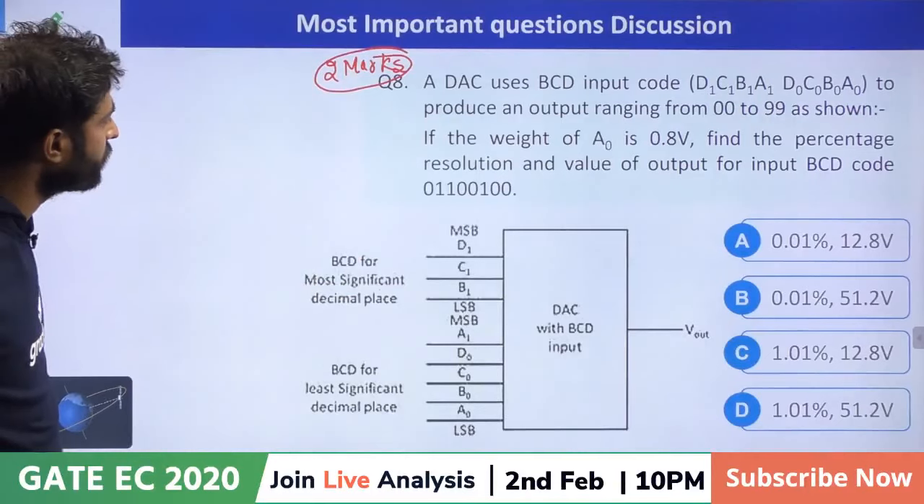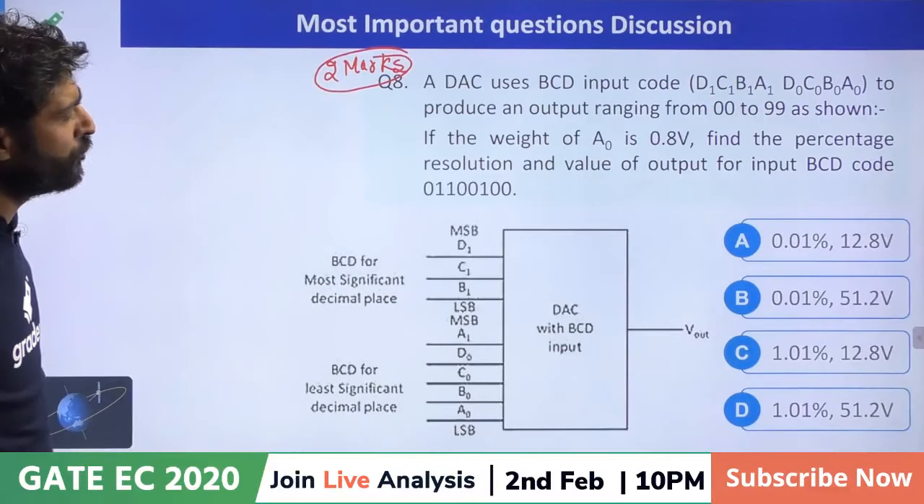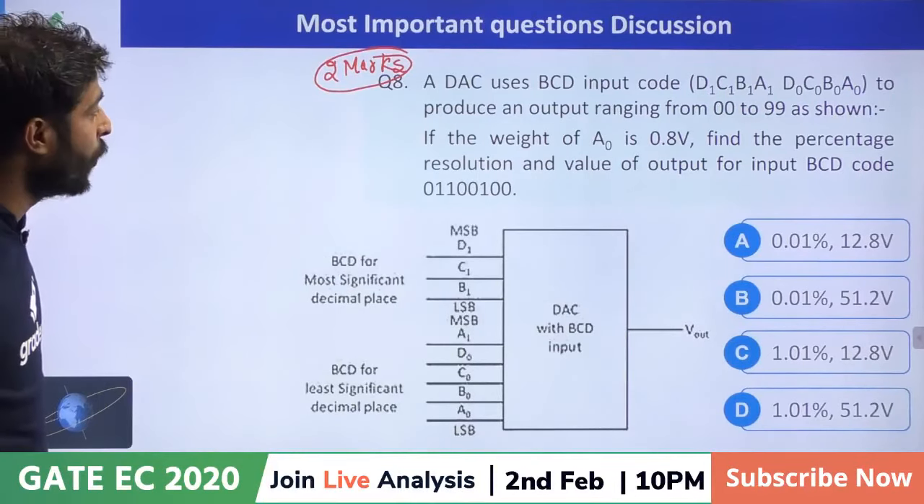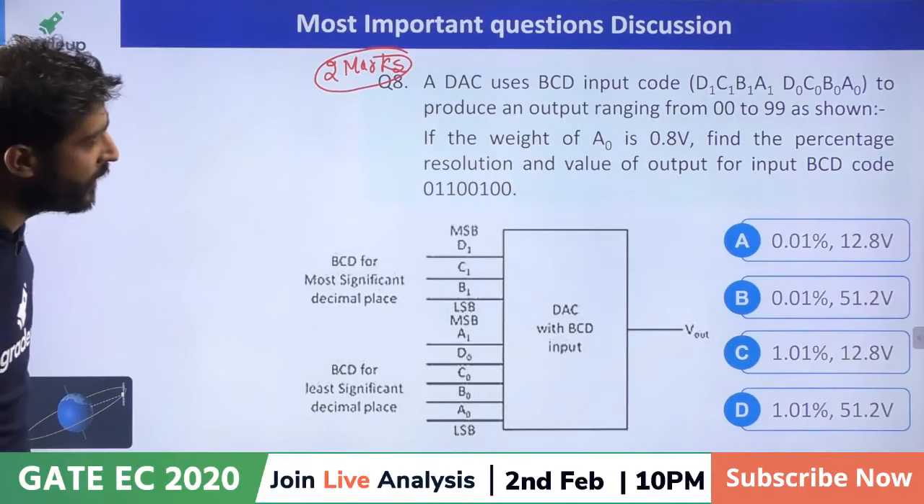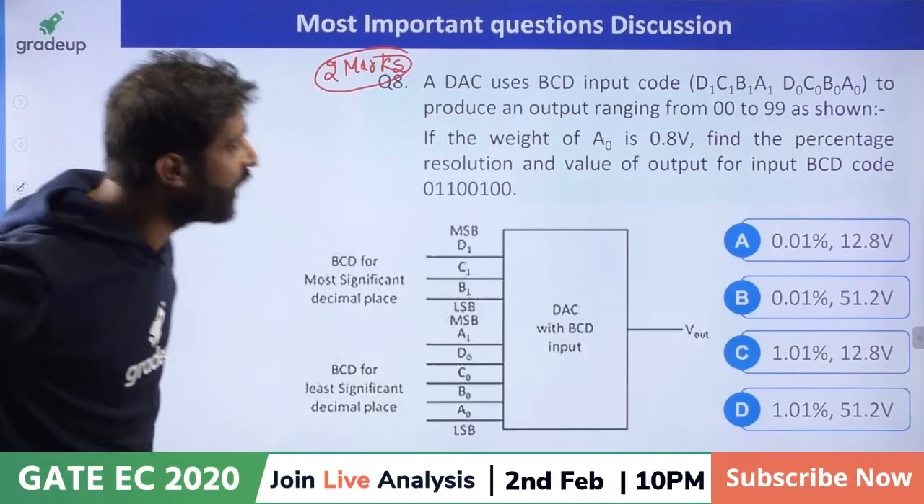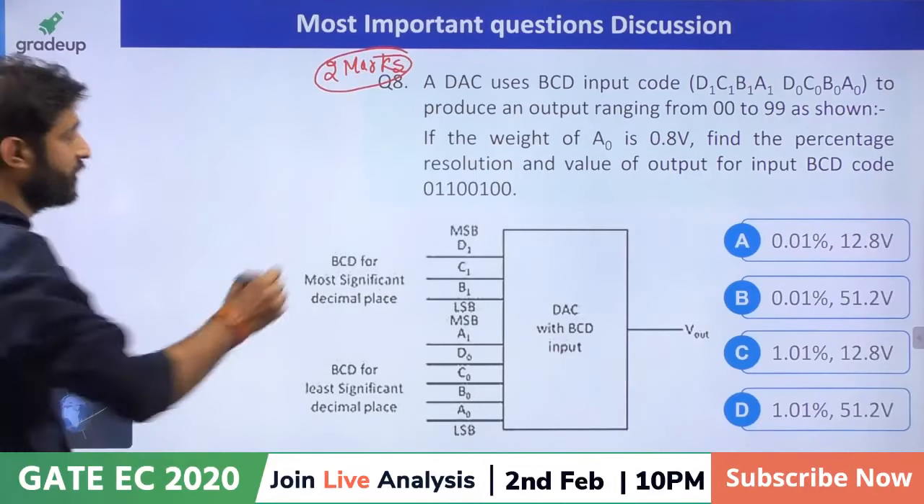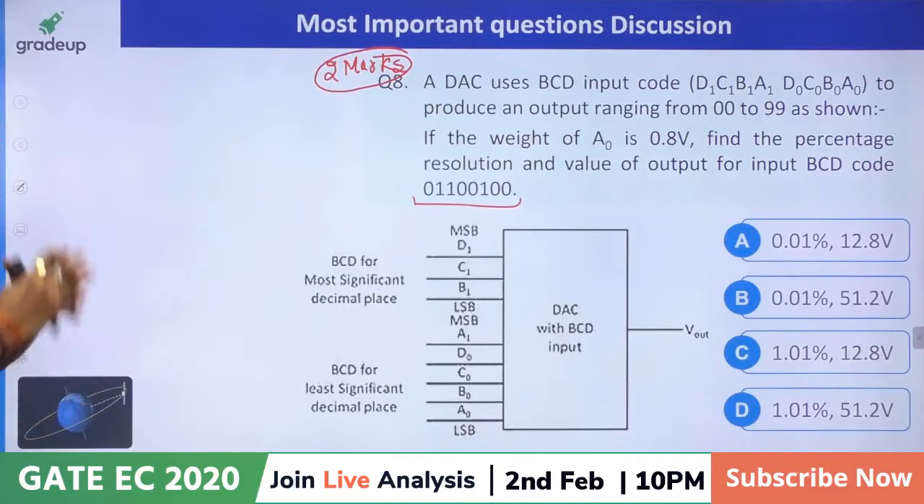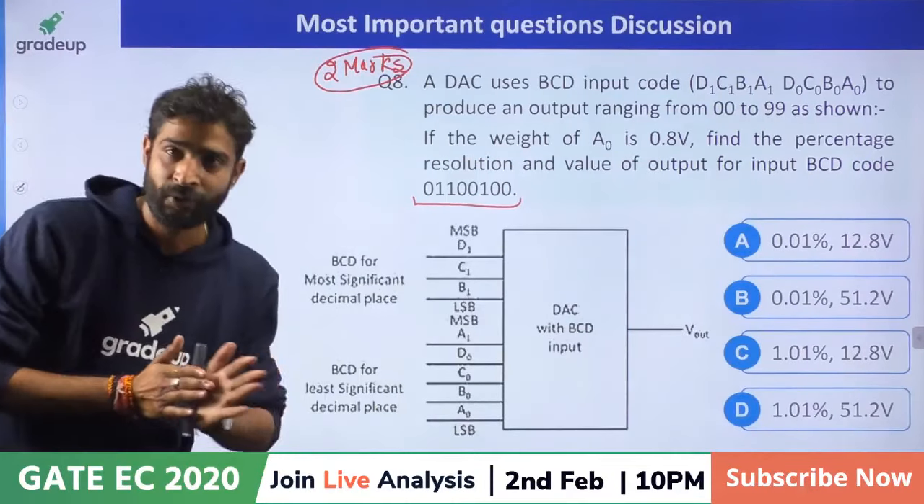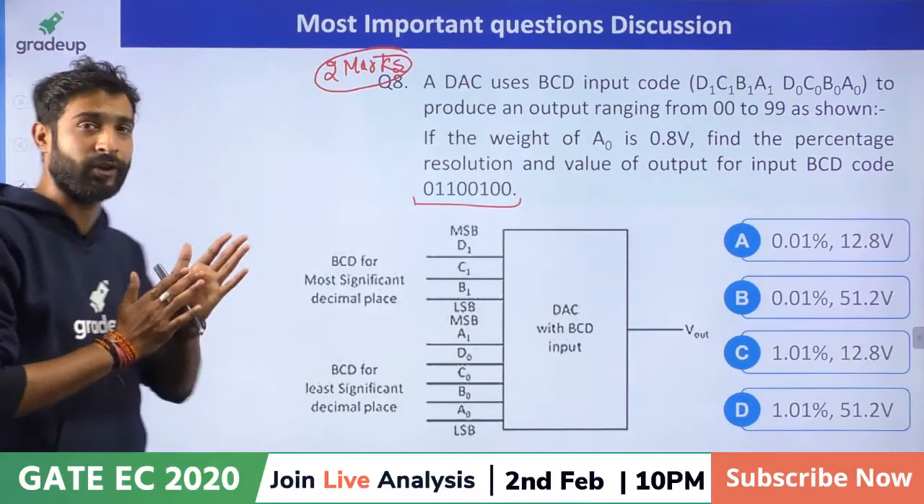That is given. If the weight of the A naught is 0.8 volt, find the percentage resolution and value of output for the input BCD code as given. If the input BCD code is this, then we have to find out the output, and we also have to find out the resolution. So first we require the step size for this.